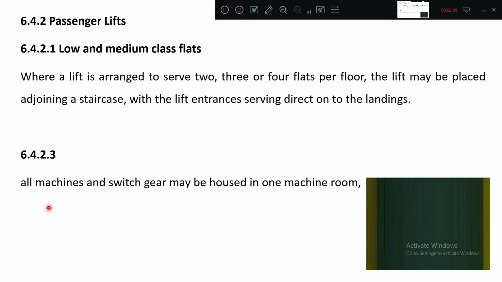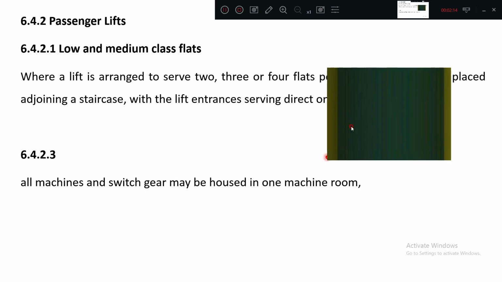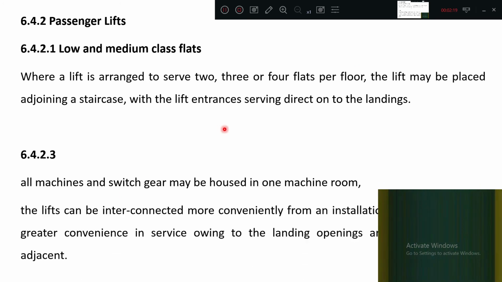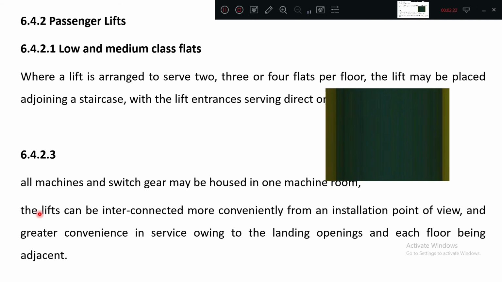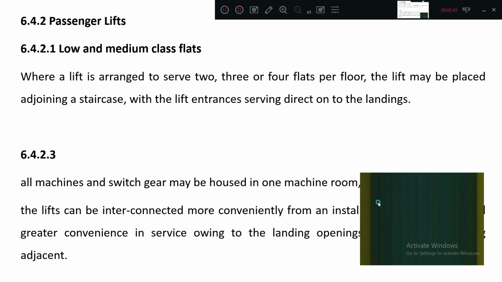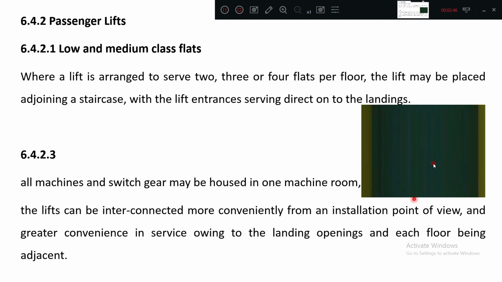That is for normal flats or the low 3 to 4 flats. For a bigger one, all machines and switch gear may be housed in one machine room. That is already explained. With one machine room only, all the machines and gear are in one place. The lifts can be interconnected more conveniently from an installation point of view, with greater convenience in service owing to the landing openings and each floor being adjacent. What do you mean by this? If you are providing one big machine room at the top, all the things are there only. So it is very convenient from the installation point of view.